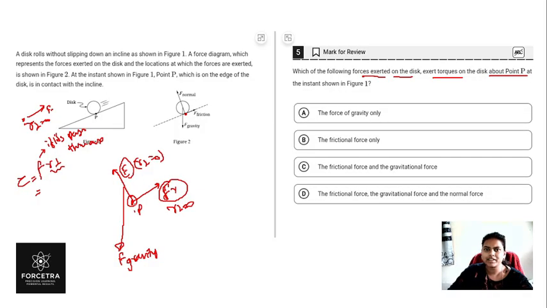About the point X. But for this, this is the R perpendicular. For this force of gravity, this is the R perpendicular. So A is the correct option.